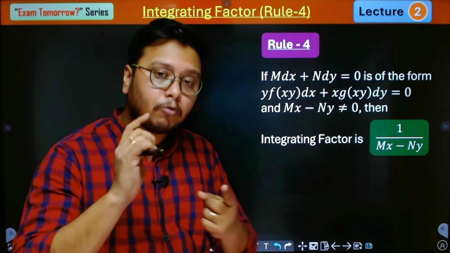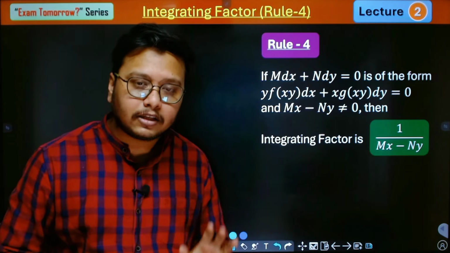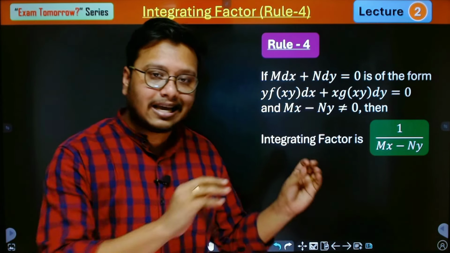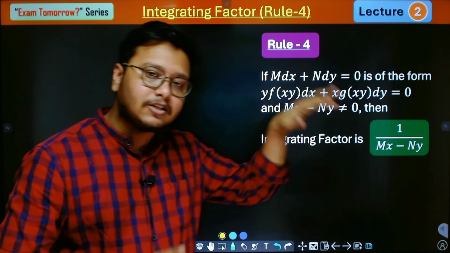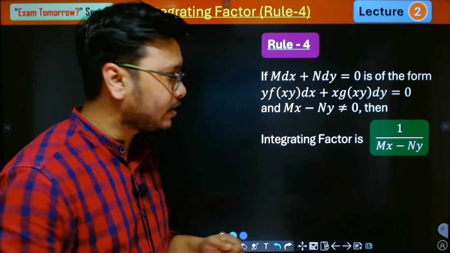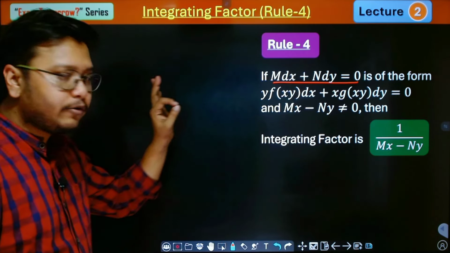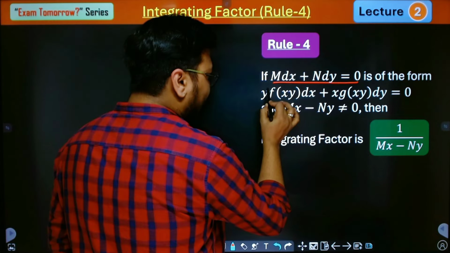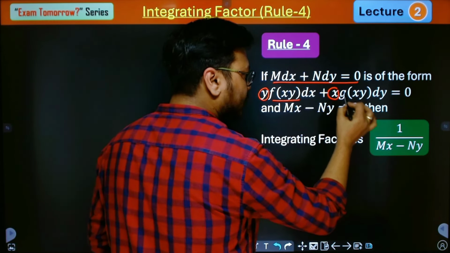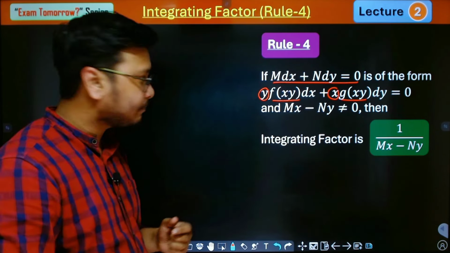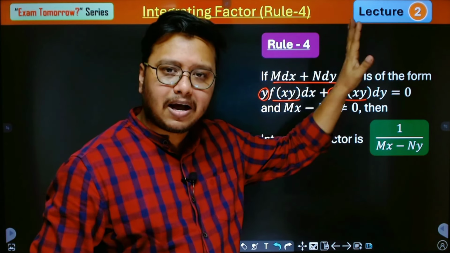Now rule number 4 is again kind of like rule number 3, where you can identify by looking at the question whether it is going to fit into rule number 4 or not. Okay, you can identify that by just looking at the question, just like rule number 3. So now the differential equation has to be of the form, you need to remember this format of writing: y taken common, function of xy dx, x taken common, function of xy dy. Okay, here f is some function of xy, g is again some other function of xy.